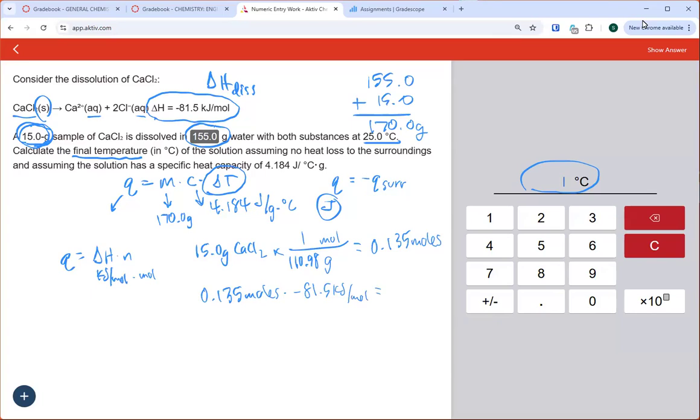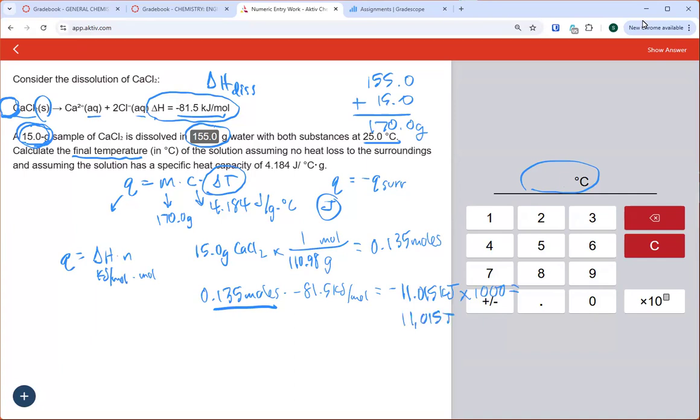So this is saying for every 1 mole, since this is a 1 in front, we have to account for that. If it was 2, we'd have to divide this by 2. But for every 1 mole of calcium chloride, there's negative 81.5 kilojoules, where the negative is just saying that it's released, right? It's exothermic. And so for this specific case, I have 0.135 moles. So when I multiply these together, I get my number of kilojoules. Now I times that by 1,000 to get joules.